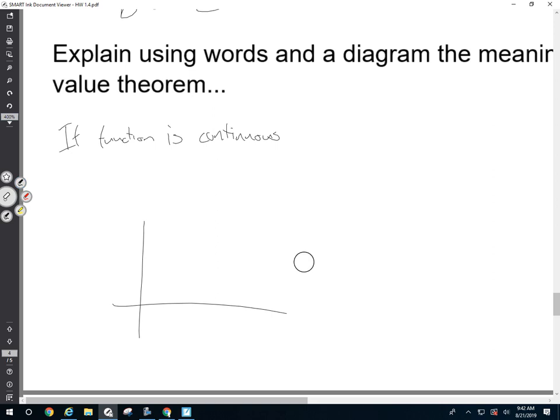So that's the intermediate value theorem. We got 2 points. You got to cross through all of the y coordinates between those 2 points at some x value.